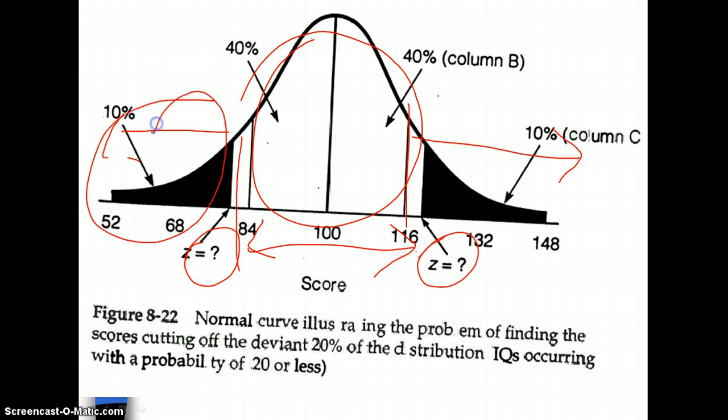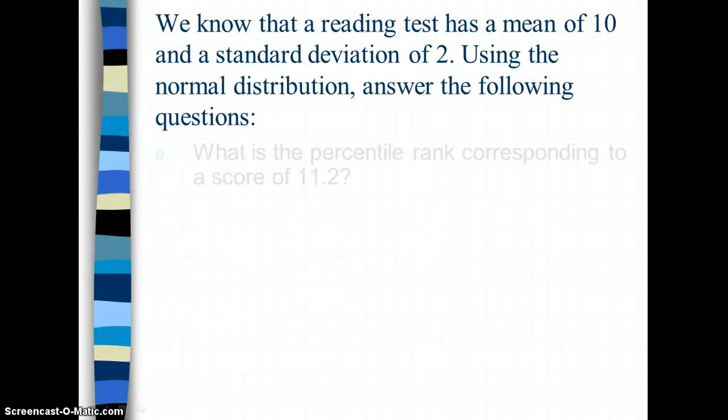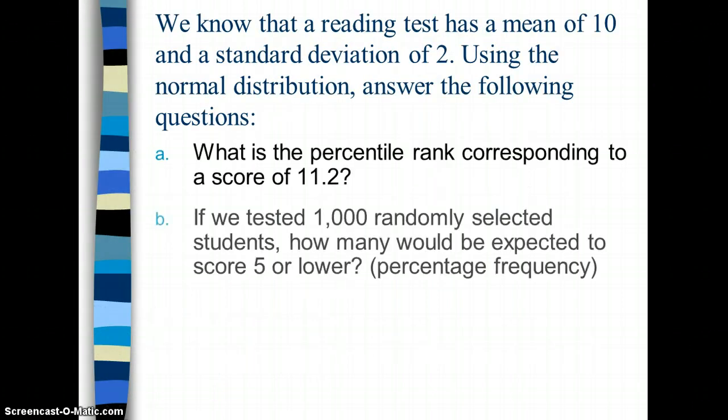And we can calculate this area and this area and simply add them together. For example, this would be 10% plus 10%, 20% chance of falling outside of these z-scores. I'm actually going to skip over this, I think.